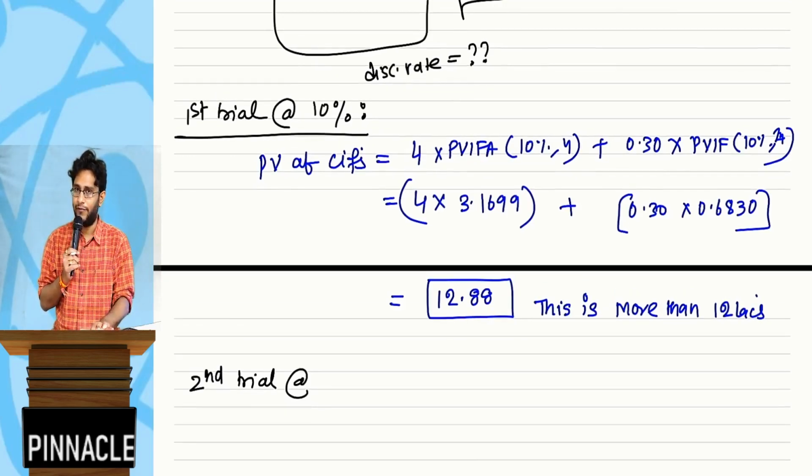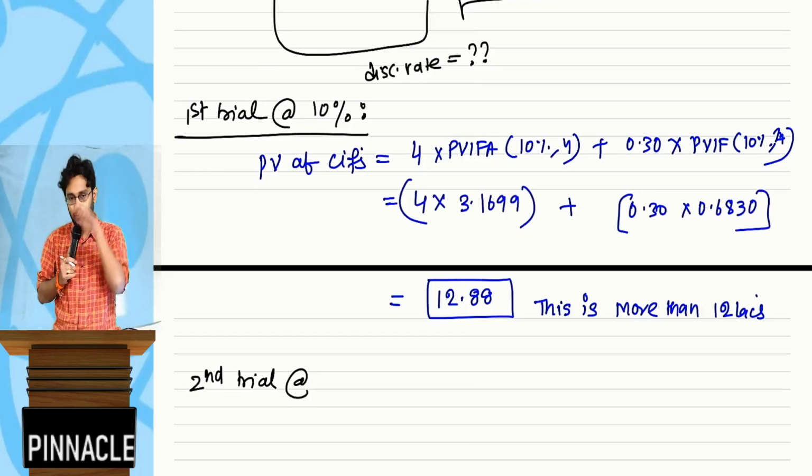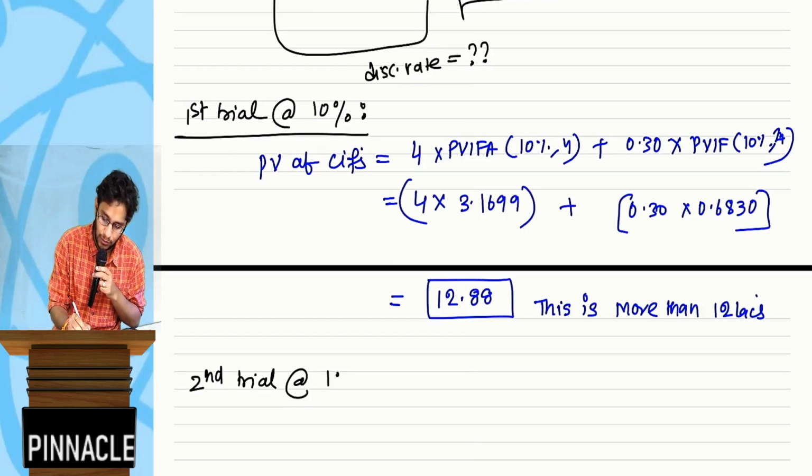Correctly understand. When I tried 10%, I got 12.88. Correct? I did the discounting at 10%. Discounting means reduction, did I tell you? Yes, I want it to reduce further below. So the rate should be higher, discount at a higher rate. Are you understanding, sir? So for the second trial, let's take 12%.